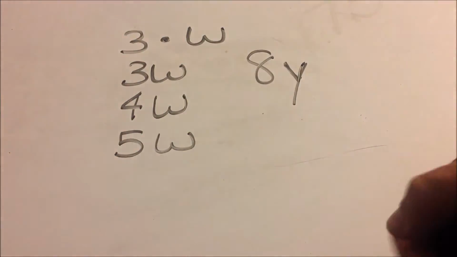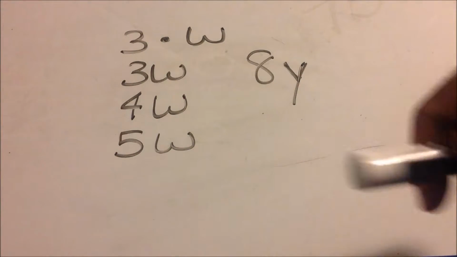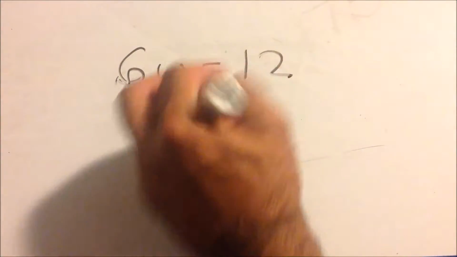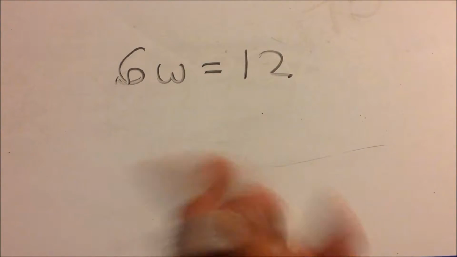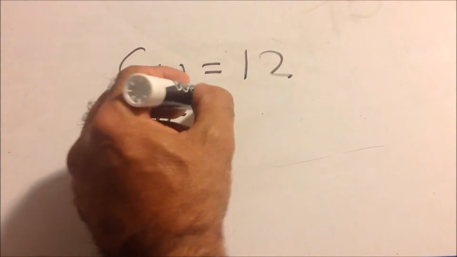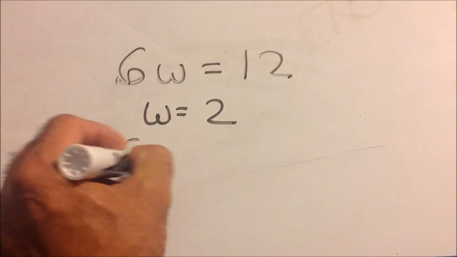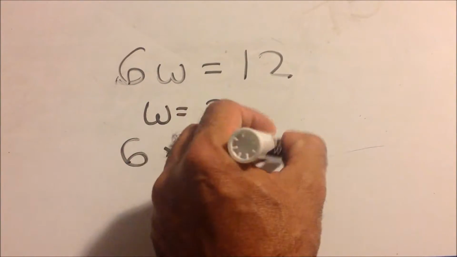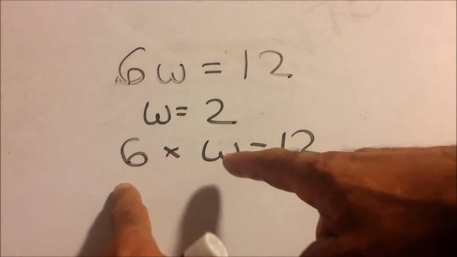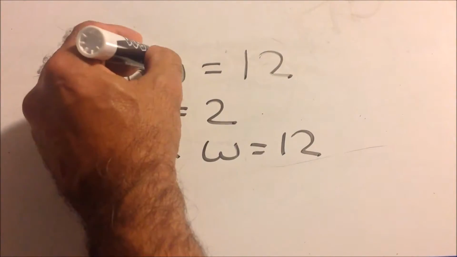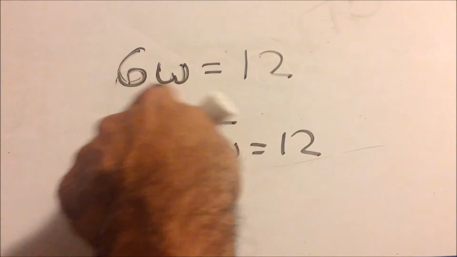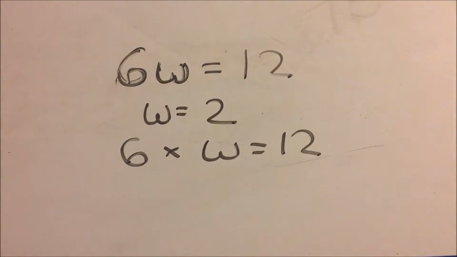The variable is unknown. Now sometimes right away you can find out what the number is. For example, if I did 6W equals 12. 6 times what number is 12? 6 times 2 is 12, so W would equal 2. So we found out what the variable was. So 6W just means 6 times W equals 12. But when we have a number and a letter, we like to put them together. Remember, a number and a letter together means multiplication. Very important to remember that.